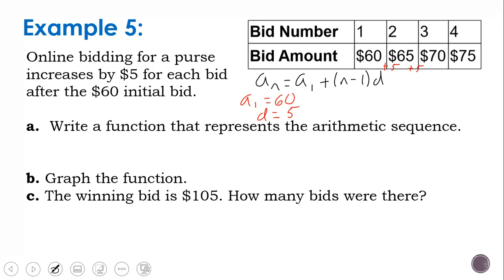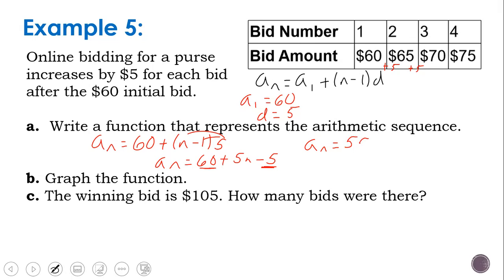So let's write that function. A sub n is equal to, plug in the 60, plus, and then in parentheses, n minus 1 times 5. We're going to distribute that 5 so we can clean this up a little bit. A sub n is equal to 60 plus. Don't forget to distribute that 5 to both parts. I've noticed that on some of your quizzes and tests that you guys aren't distributing it to both parts. So plus 5n minus 5. Combine your like terms here and here. 60 minus 5 is 55. So we're going to get a sub n is equal to 55 plus 5n. There's our equation right there.